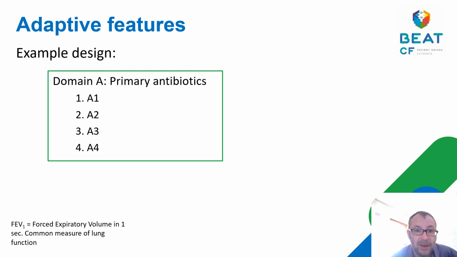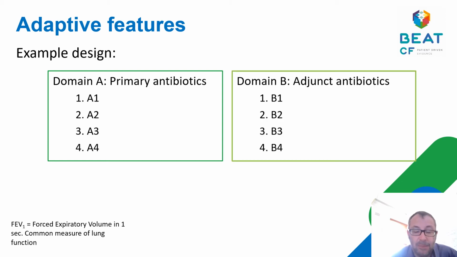So consider the BCF design, where we have a domain which is a set of mutually exclusive treatment options. In this example, we might have a range of primary antibiotics that we want to compare against each other. But patients having exacerbations of their lung disease with cystic fibrosis typically don't just receive a single antibiotic, they might receive in addition an adjunctive antibiotic, and there may be 4 adjunctive antibiotics that we want to compare.